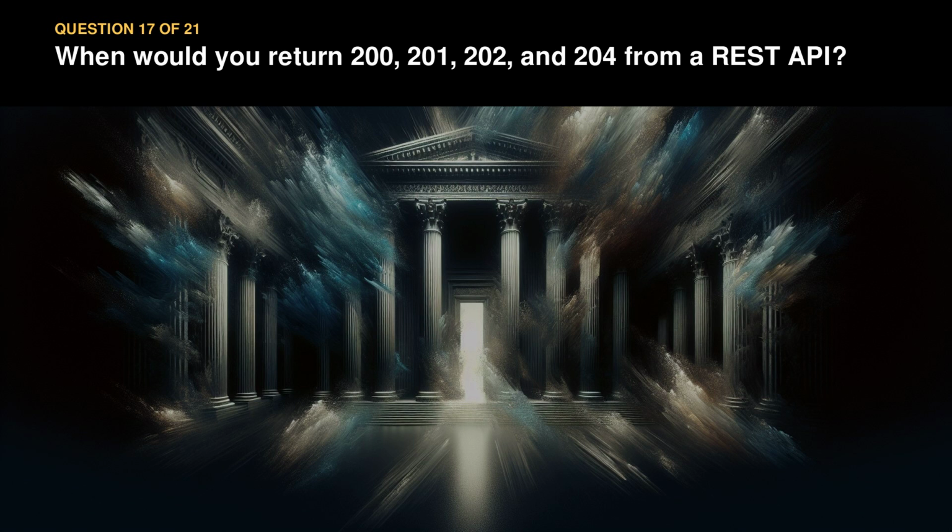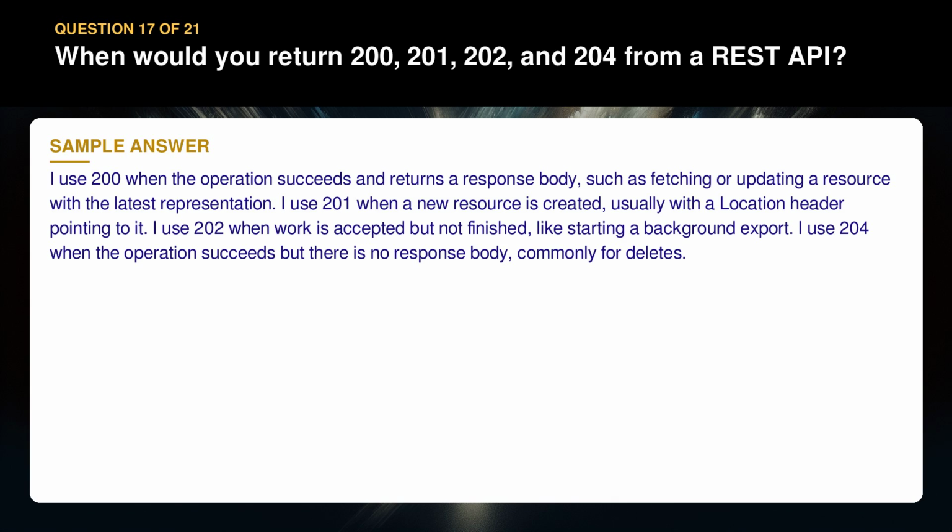Question 17. When would you return 200, 201, 202, and 204 from a REST API? I use 200 when the operation succeeds and returns a response body, such as fetching or updating a resource with the latest representation. I use 201 when a new resource is created, usually with a Location header pointing to it.